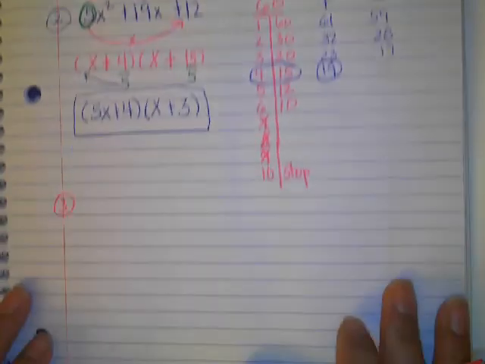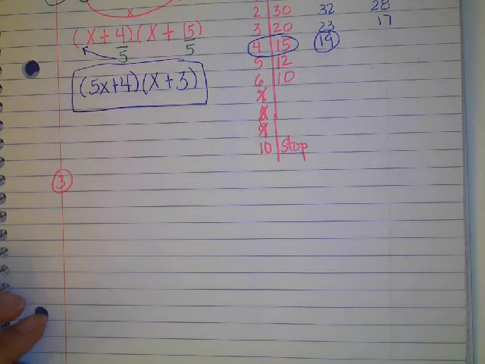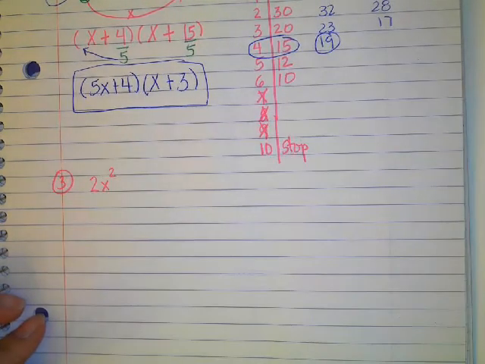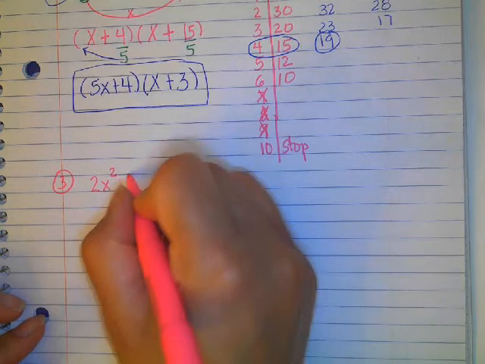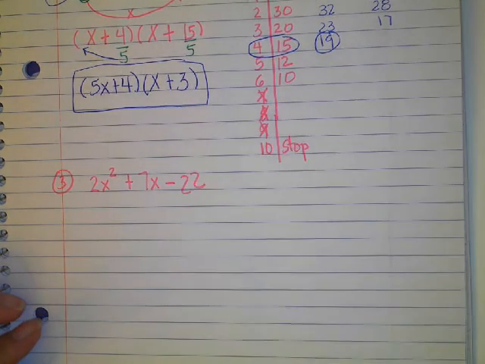Let's do another one. What if I had 2x squared plus 7x minus 22?